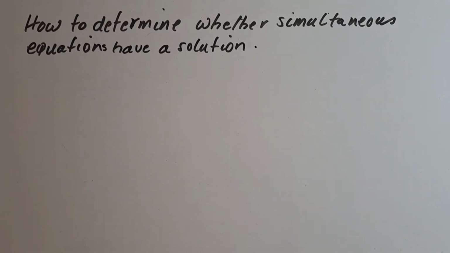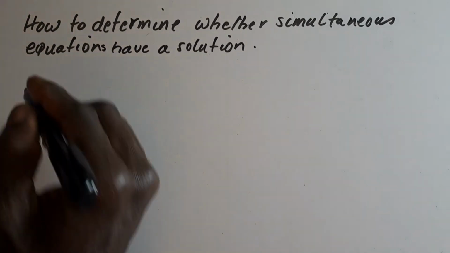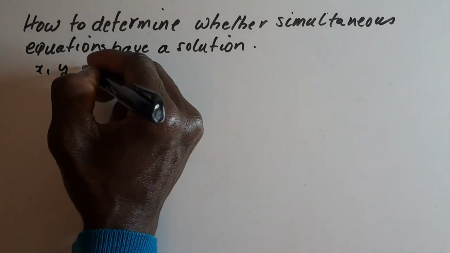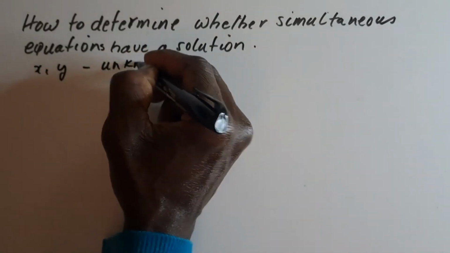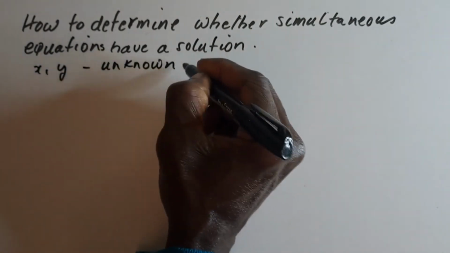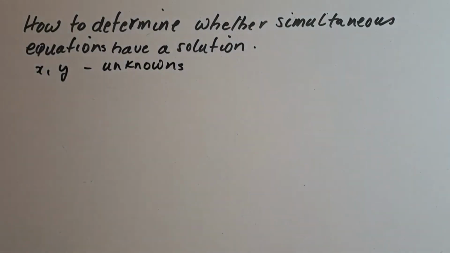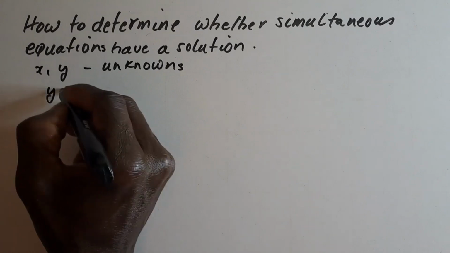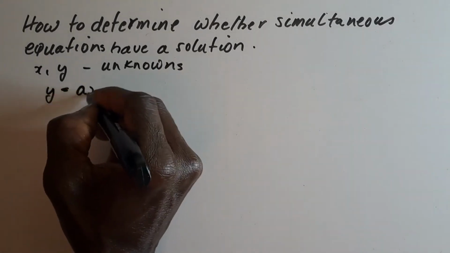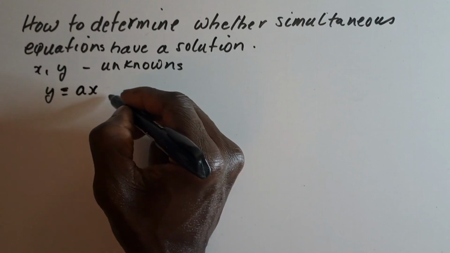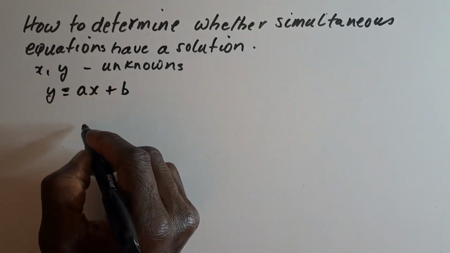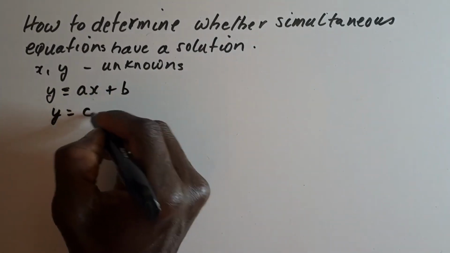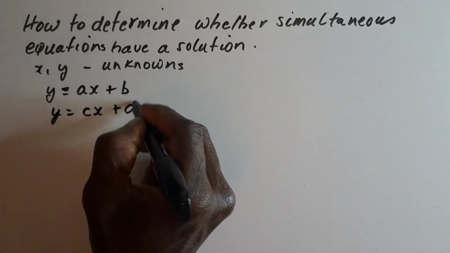How to determine whether simultaneous equations have a solution. Say we had two simultaneous equations in the unknowns x and y. These are the unknowns. And they're written in this form: y is equal to ax add b, and y is equal to cx add d.